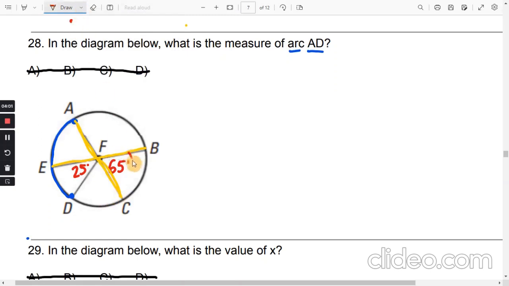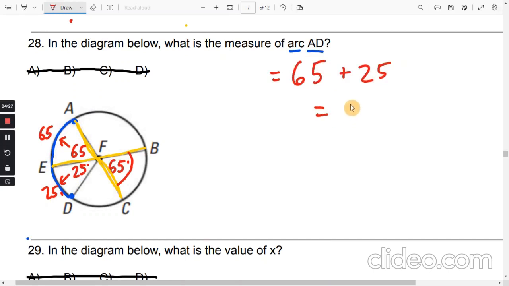So if this one is 65, the one on the other side is also going to be 65. All right, so the arc matches the central angle. This is 65, and this right here is 25. All right, so arc AD is just going to be 65 plus 25. And that equals 90. All right, so remember the central angle matches the arc angle or the arc measure as well. Okay, when they say measure, they mean the angle, usually in degrees.